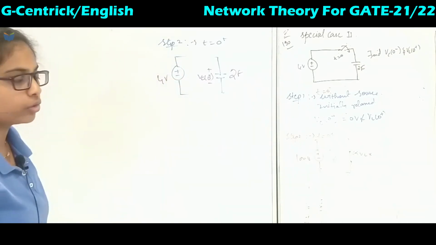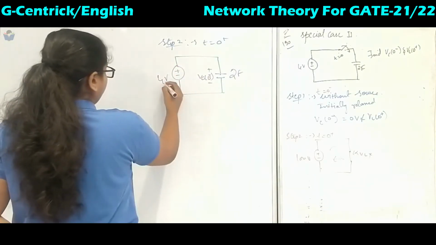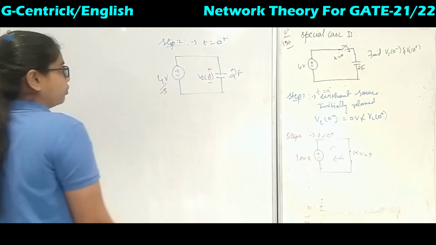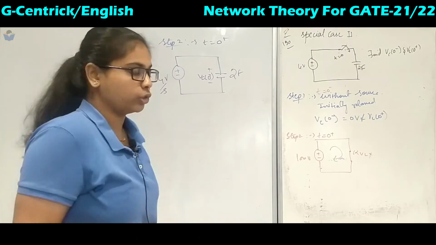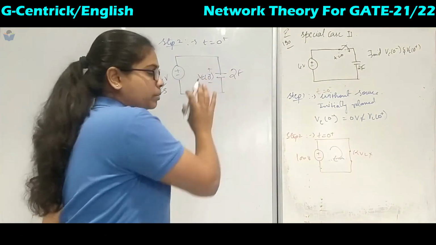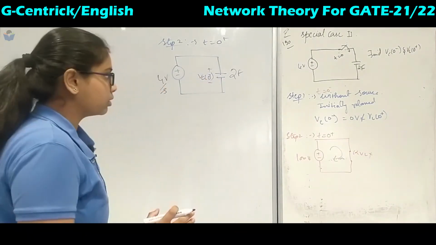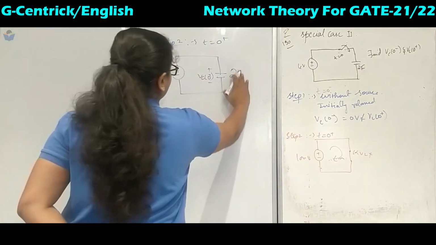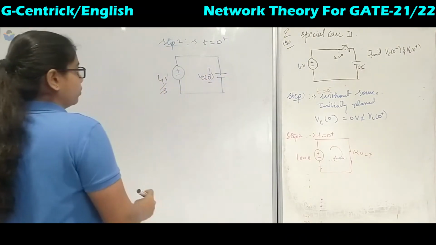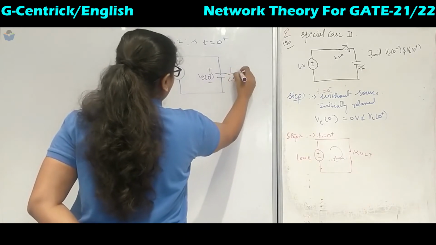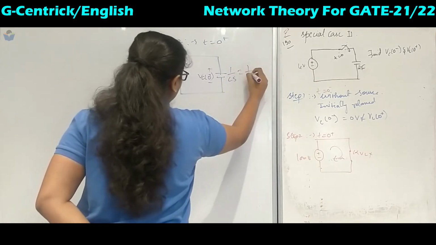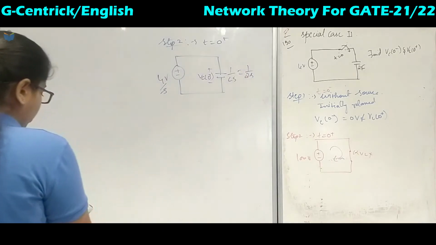Okay, so this is 4 volts. Now when you convert this, it will be 4 by S. In the next lecture we will see how to do the Laplace transformation. For now, since it is a very simple circuit, we will apply the basic formulas of the Laplace transform. So this is 2 farad, it will become nothing but 1 by Cs. The value of C is 2, so it is 1 upon 2s.